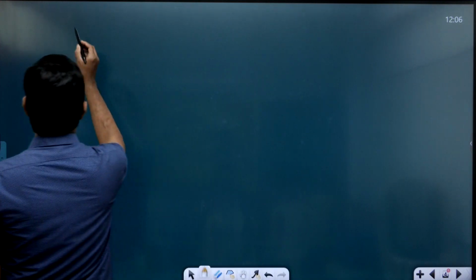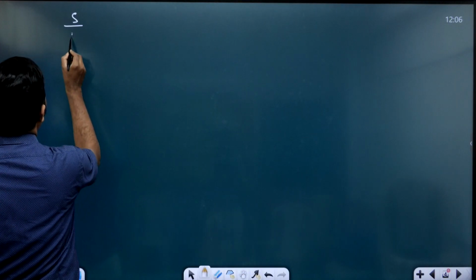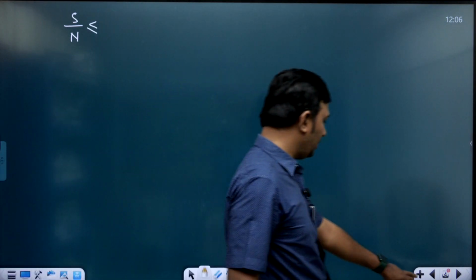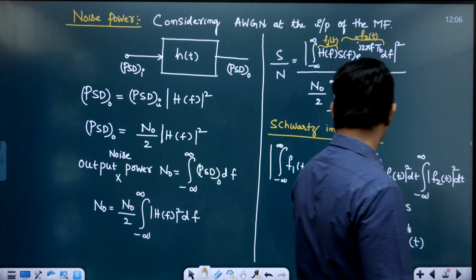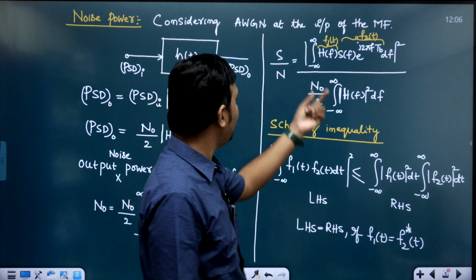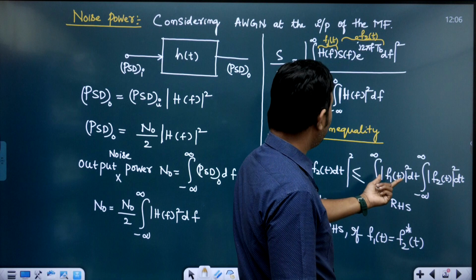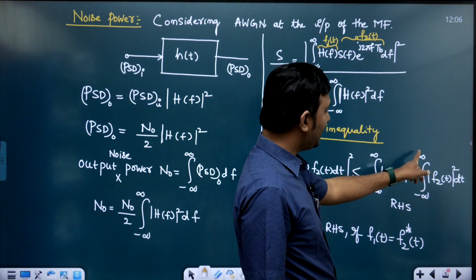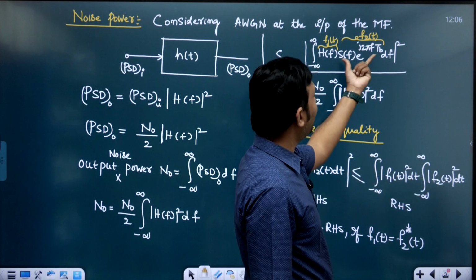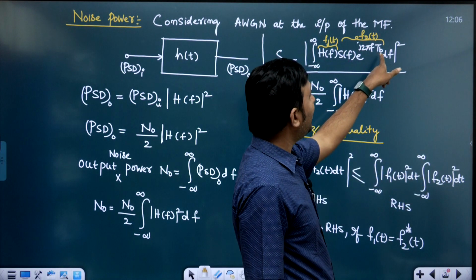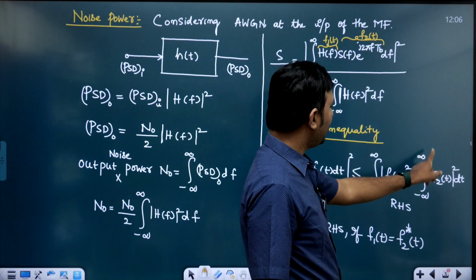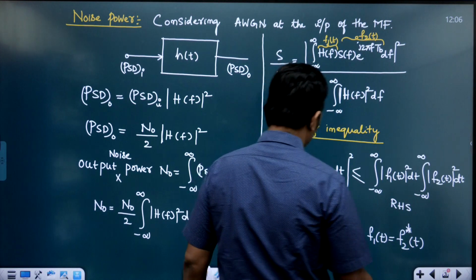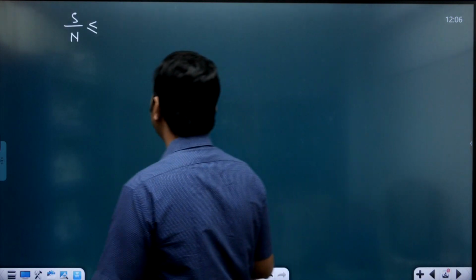So, signal to noise ratio is less than or equal to, if you try to simplify this expression using Schwarz's inequality, what happens? So, integral from minus infinity to infinity of magnitude of H(f) whole square df, multiplied with integral from minus infinity to infinity of magnitude of e^(j2πf t_b), which will be 1, no? So, what you will get here? Magnitude of S(f) whole square df, by this one. So, what is that you are going to get?